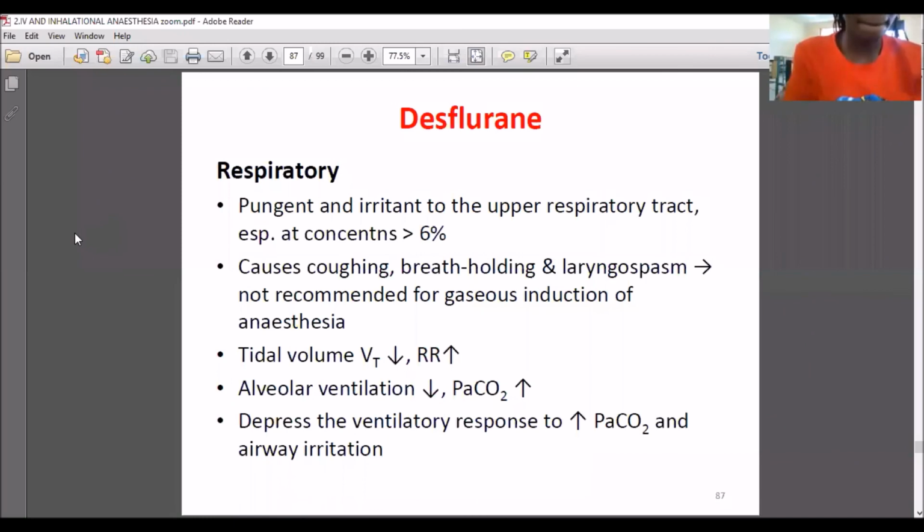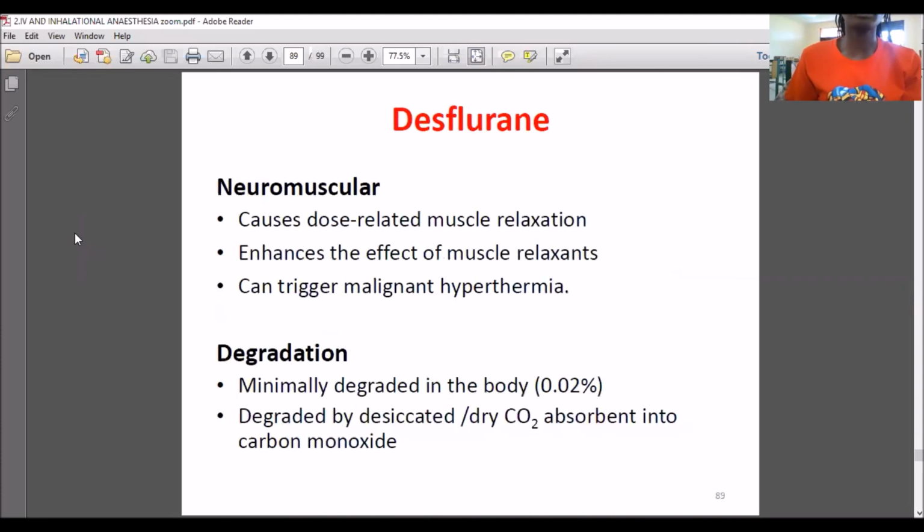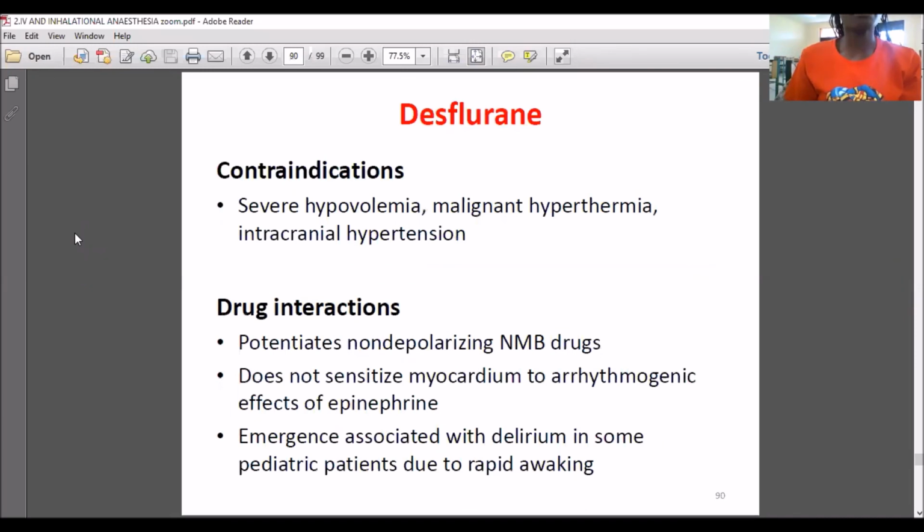Respiratory, that's what happens. In cerebral, it is similar to isoflurane, with dose-dependent vasodilation and decrease in metabolic rate. In renal, there is no evidence of any nephrotoxic effects. In hepatic, no evidence of hepatic injury. It is contraindicated in severe hypovolemia, malignant hyperthermia, and intracranial hypertension. Drug interactions: it potentiates non-polarizing NMB drugs and does not sensitize the myocardium to arrhythmogenic effects of epinephrine. Emergence is associated with delirium in some pediatric patients.